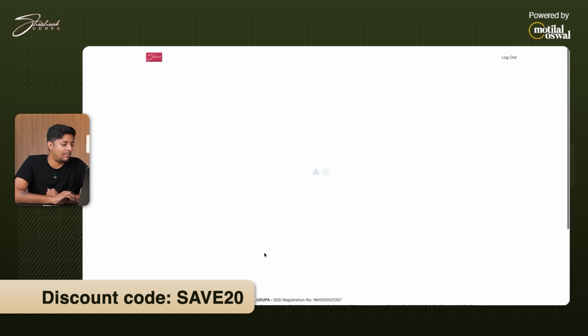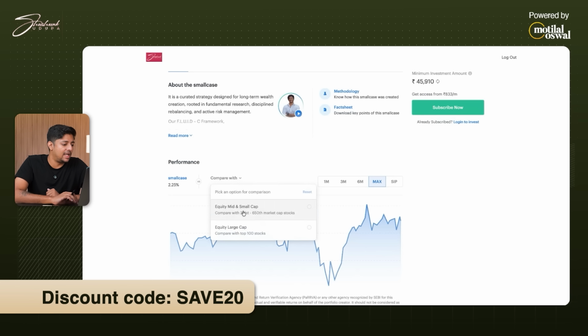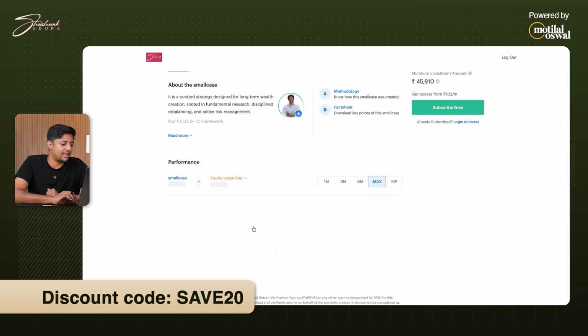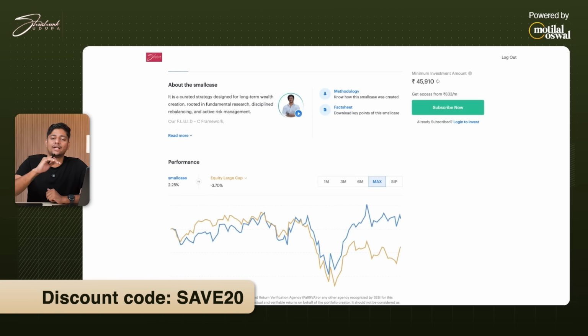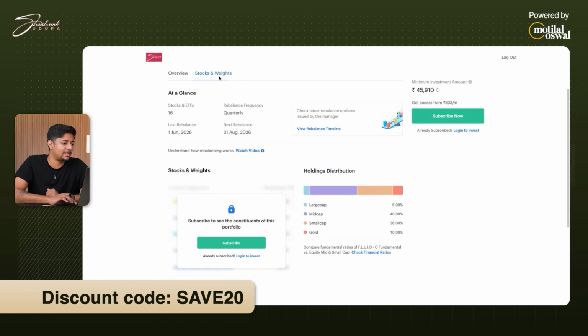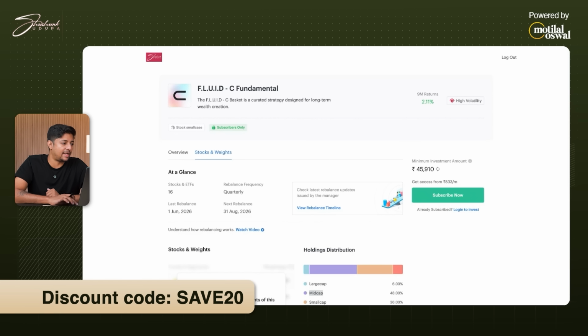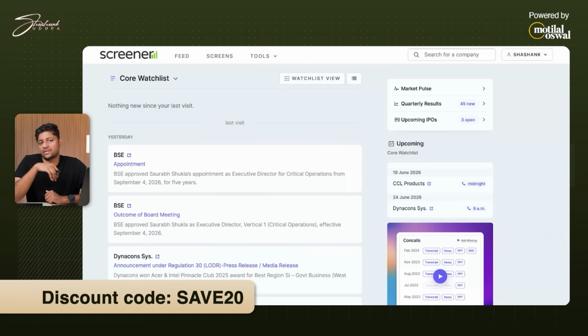Then we have a compounding basket, which is Fluid C. Again, this is a long-term compounding basket that has pure fundamental stocks. So if you see the stocks and weights here, you will see it's pretty much mid cap heavy, and large, mid, small, small and mid heavy, right? So this is basically how it's looked at. But if you ask me, Shashank, how do you screen companies for your personal portfolio, I will talk about that right now. So let's quickly begin. I don't want to waste your time.